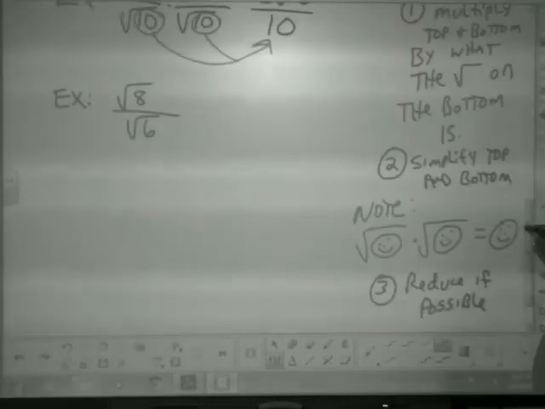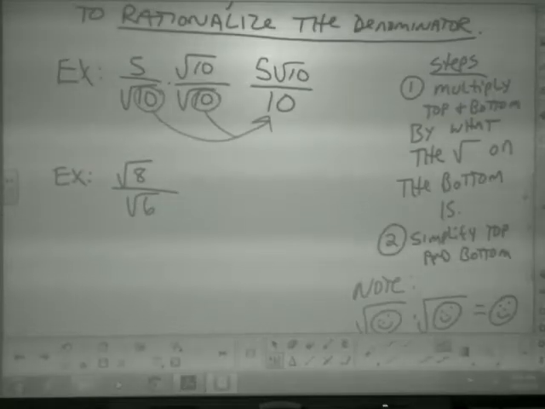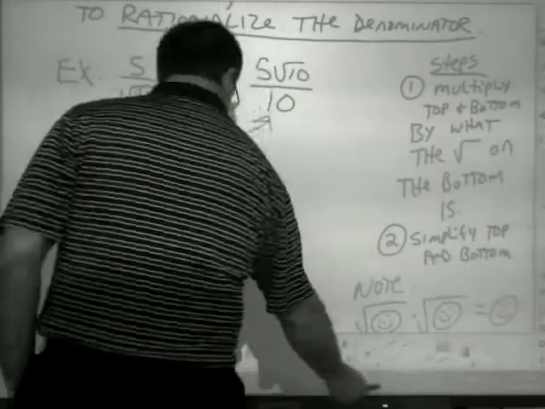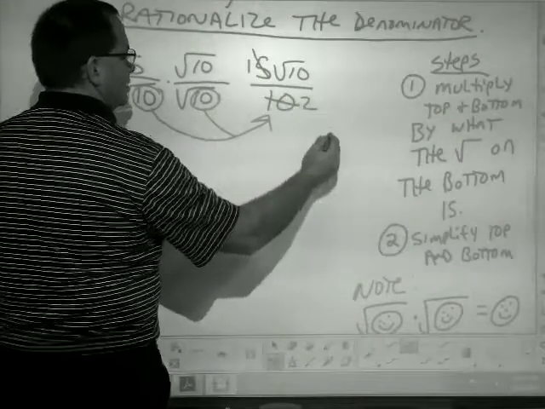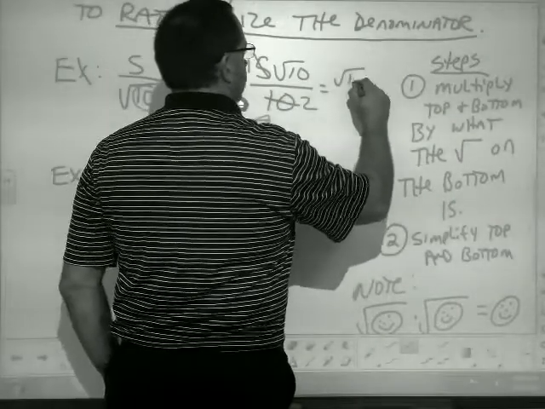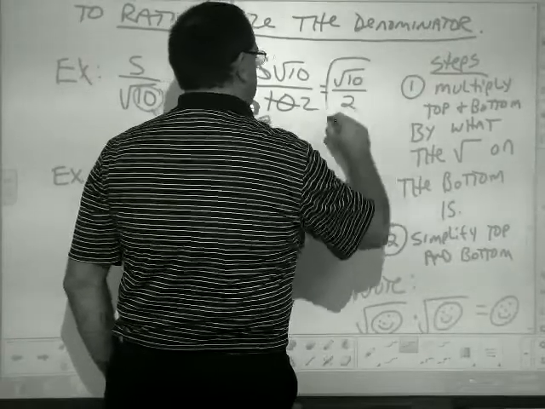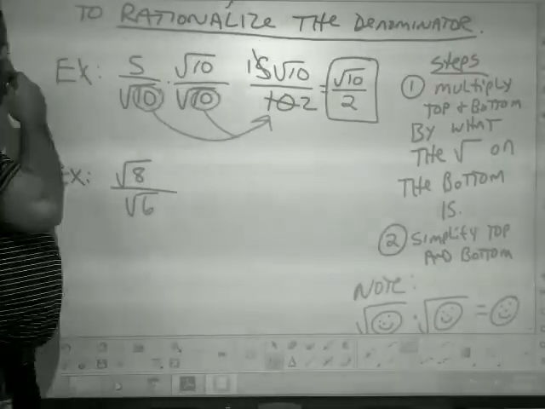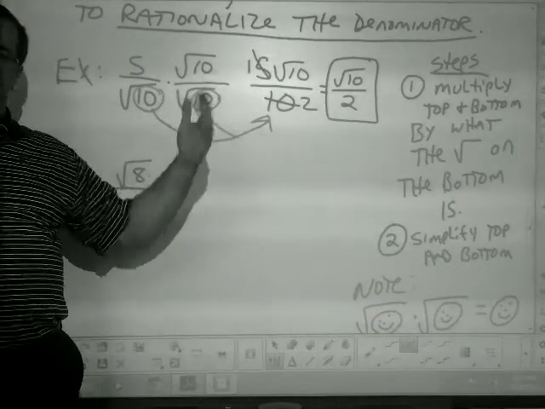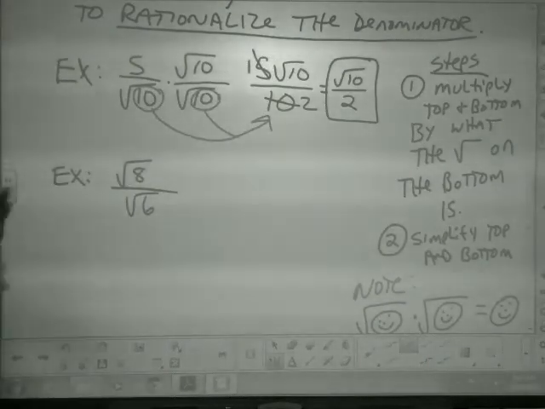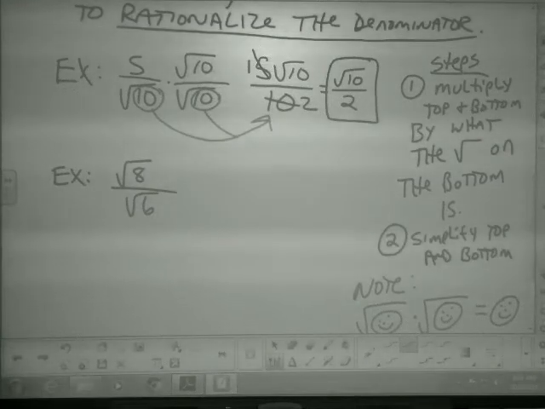So let's take a look. Reduce if possible. Oh, 5 and 10. All right. So 5 goes into 5 once, 5 goes into 10 twice. This looks like it is the square root of 10 over 2. Square root of 10, I cannot break it down, so that's as simple as that gets. If we could break it down, we'd have to go even farther.